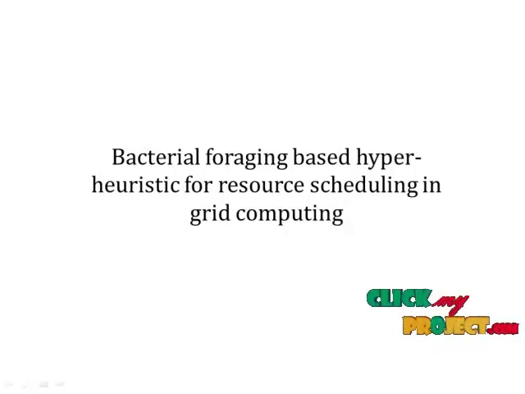Let's see the explanation. Grid has the ability to make coordinated use of heuristic computing resources which are geographically distributed. There is one challenge to grid computing, that is the use of QoS, the quality of service parameter in the grid.